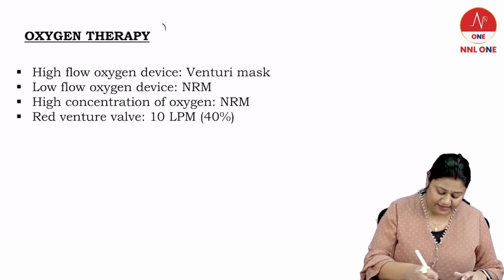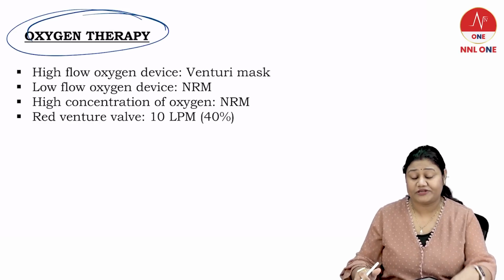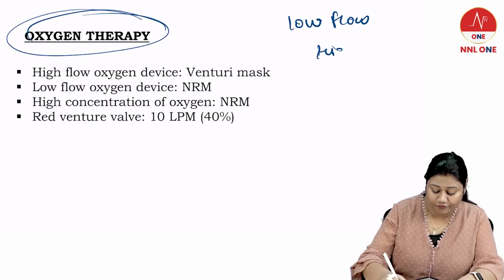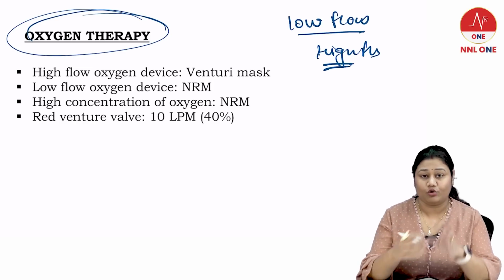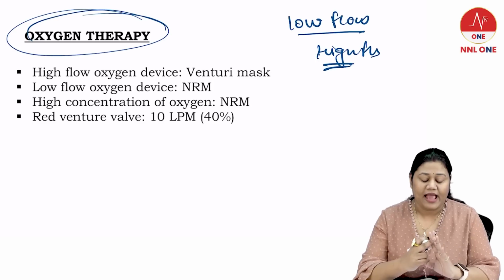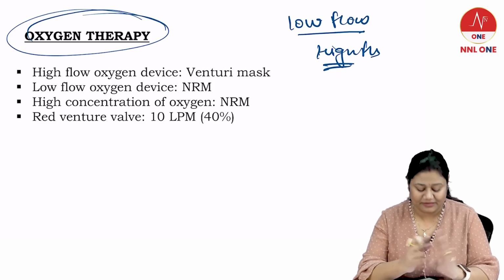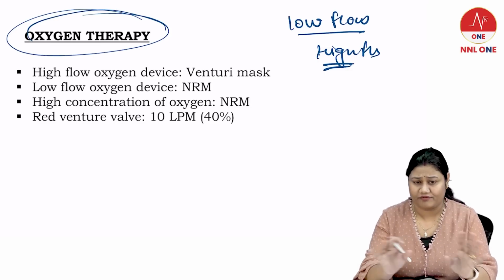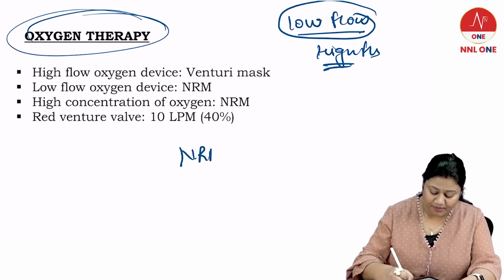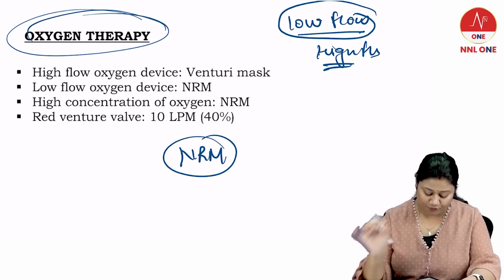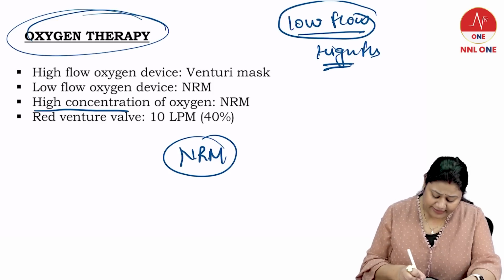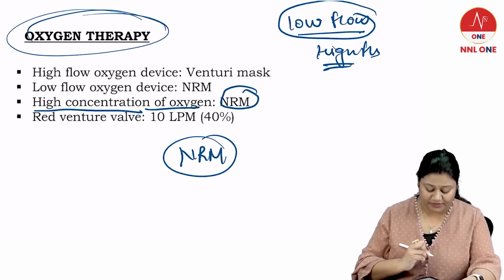So now let us quickly revise the oxygen therapy. The most common question that can be asked: always remember the low flow and high flow devices. Low flow and high flow devices are very important. Under low flow we have all the devices: face mask, nasal prong, the nasal cannula, and we have your non-rebreather mask, right? Partial rebreather mask is absolutely not used anywhere. So these are low flow devices. Under low flow, the non-rebreather mask delivers a high concentration of oxygen. So whenever the question asks which mask delivers a high concentration of oxygen, the answer will be non-rebreather mask.